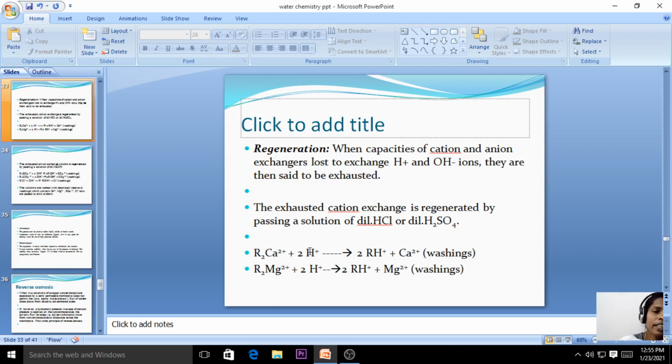When we are treating with the acid, the reverse reaction takes place. That means Ca plus 2 is replaced with H plus. So we will get 2RH plus Ca plus 2, and 2RH plus Mg plus 2. This Ca plus 2 and Mg plus 2 can be removed by the washing method. And now this RH is nothing but cation exchange resin. Like that, the cation exchange resin is regenerated.